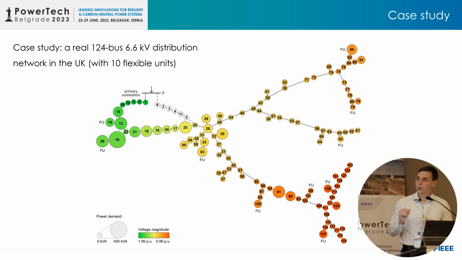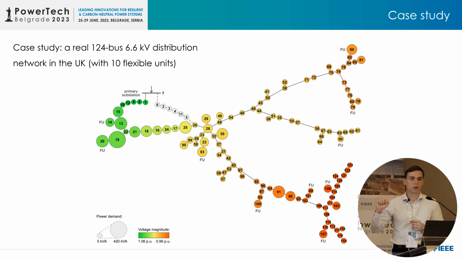Now let's go to the case study. We analyzed a realistic distribution network from the UK. If you're interested in data, we published it in a repository. This system is visualized as a graph. The size of the nodes correspond to the loads. So we can see these big nodes and we can understand where the load is actually located.